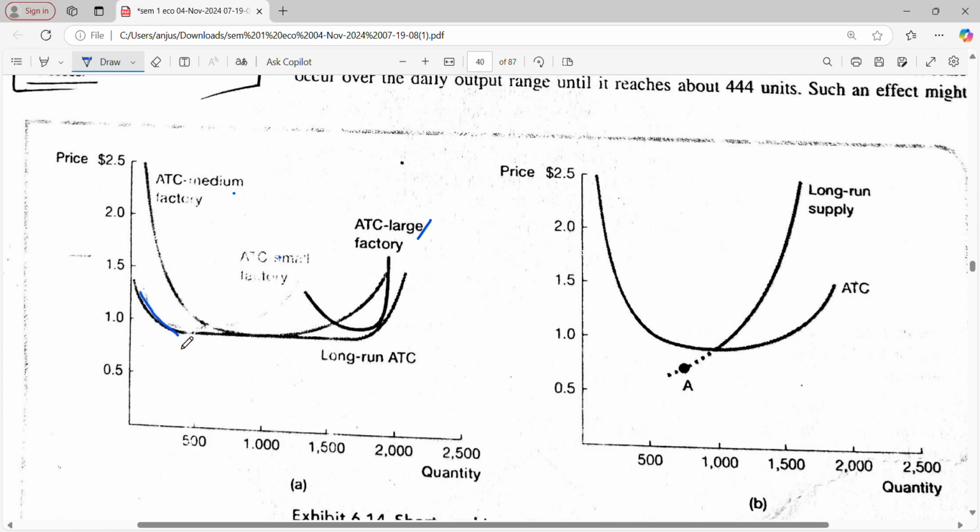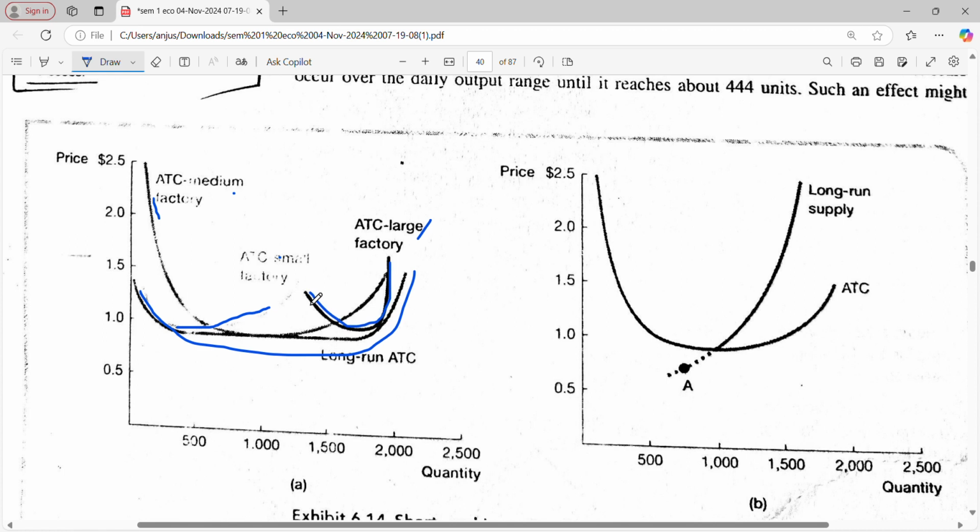This is the long run ATC. This is the medium run ATC. This is the medium run. Then here one is the small run ATC. There is one line here. Somewhere there is a line. Then we have large sized ones. This has to be it.